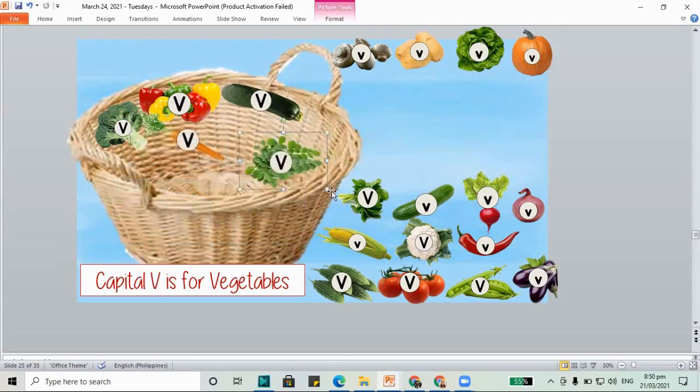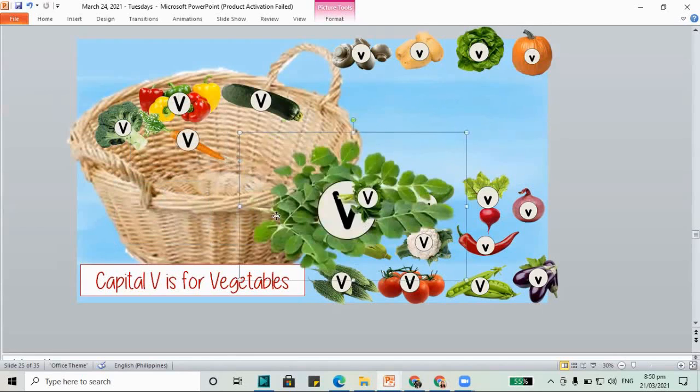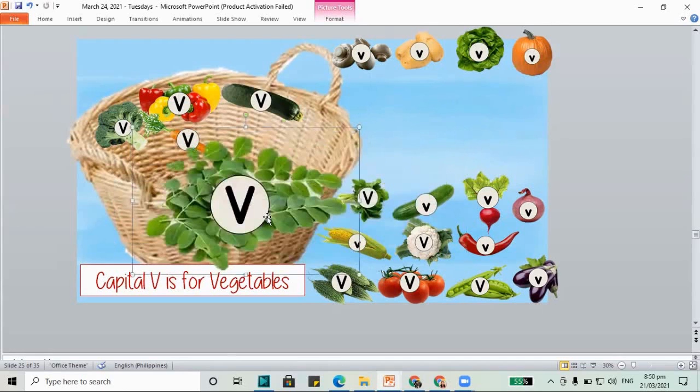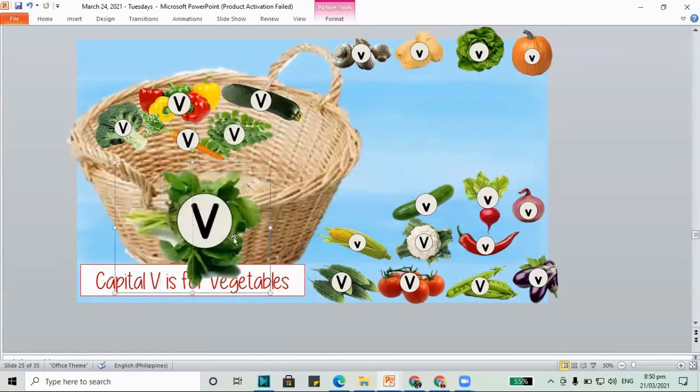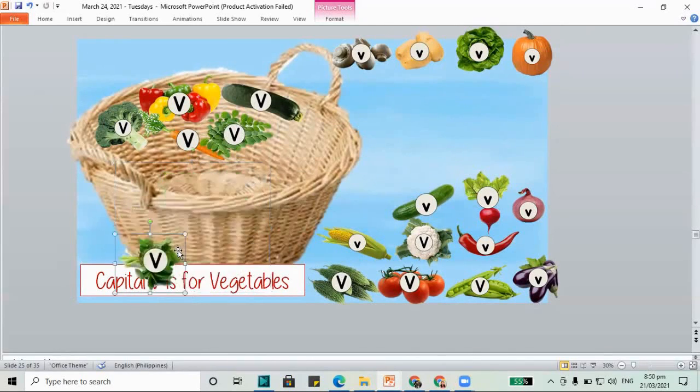And how about our moringa? This is moringa or the malunggay. Does it have capital V? Yes, let's put it in the basket. How about the watercress or the kangkong? This one also has capital V. There are lots of vegetables that we need to put in our basket.